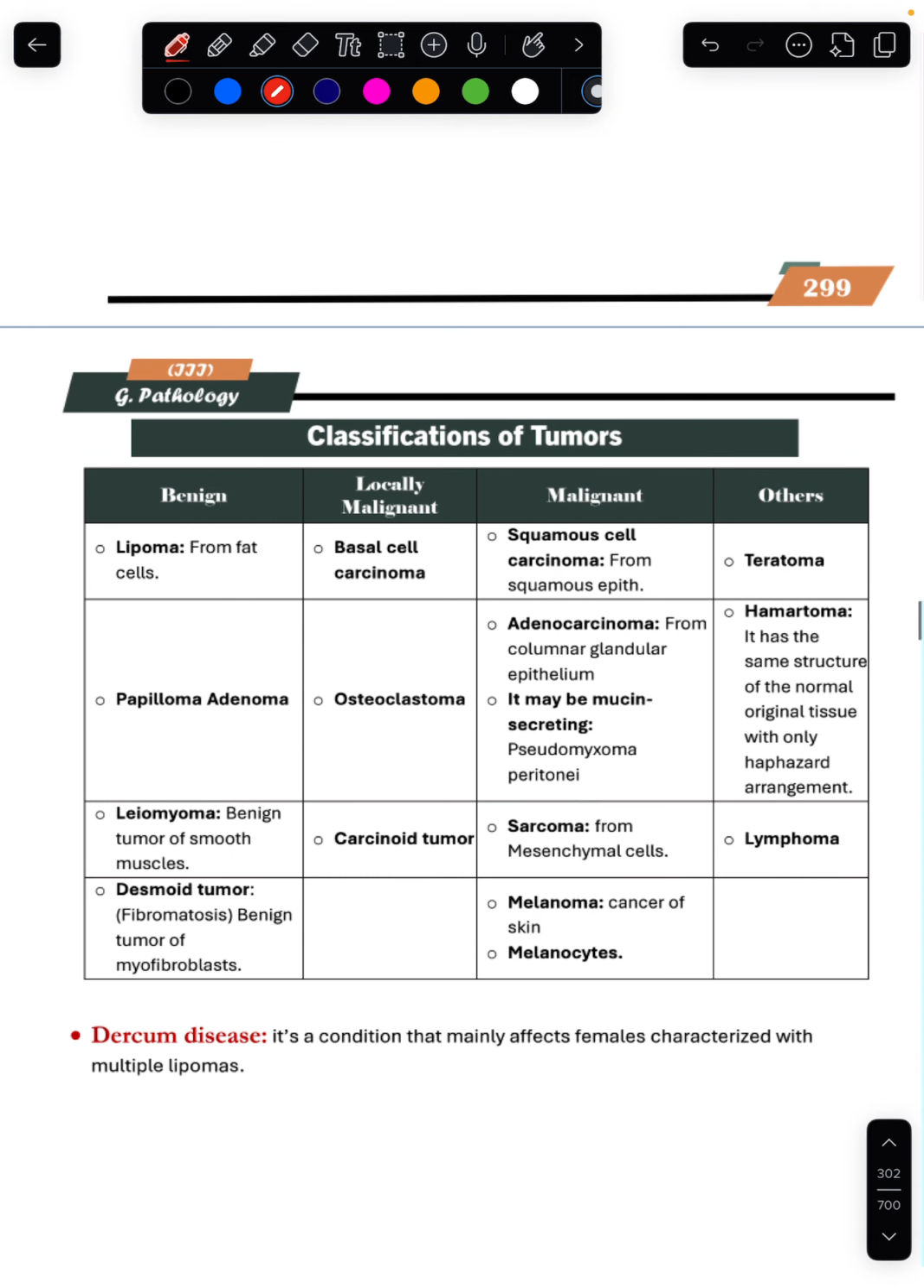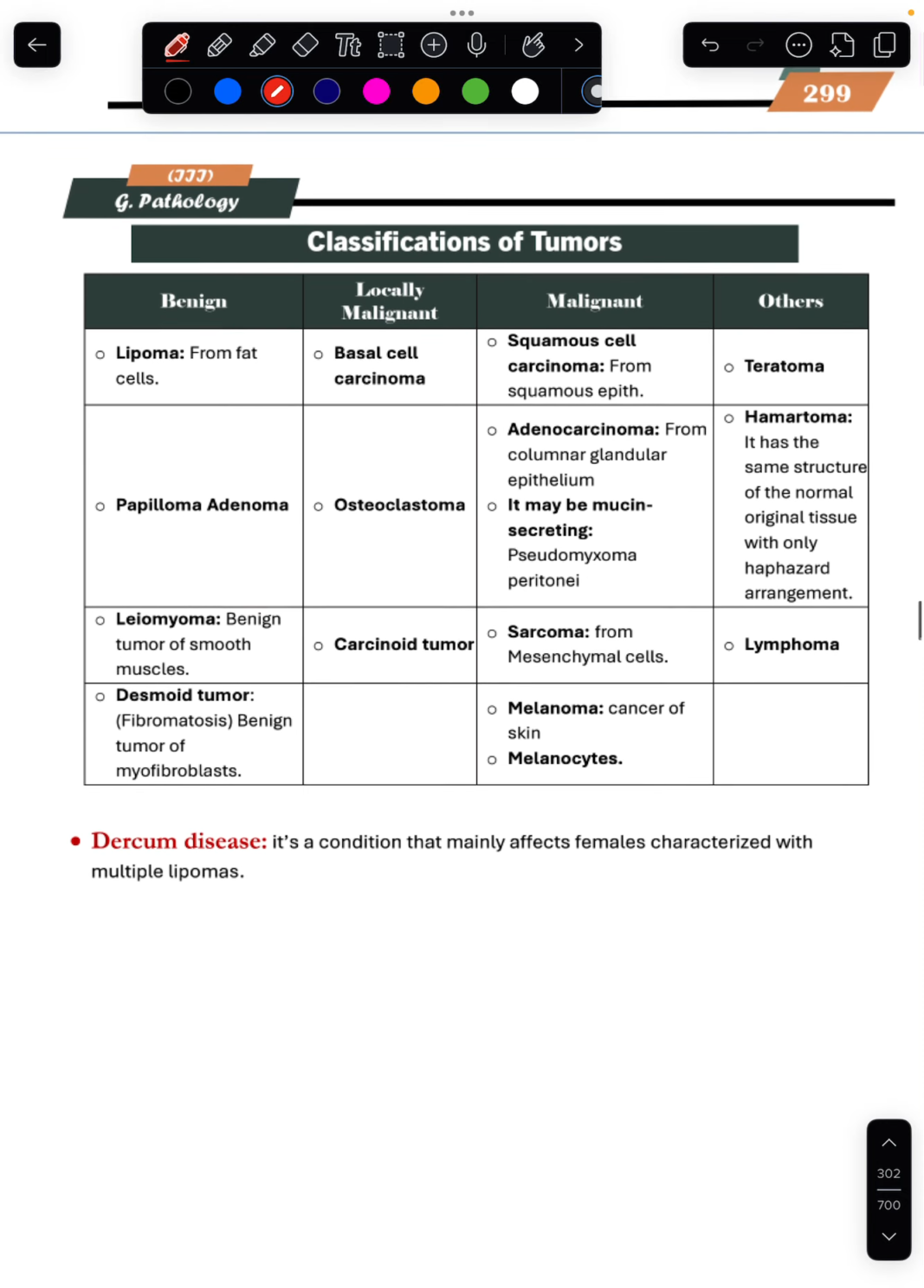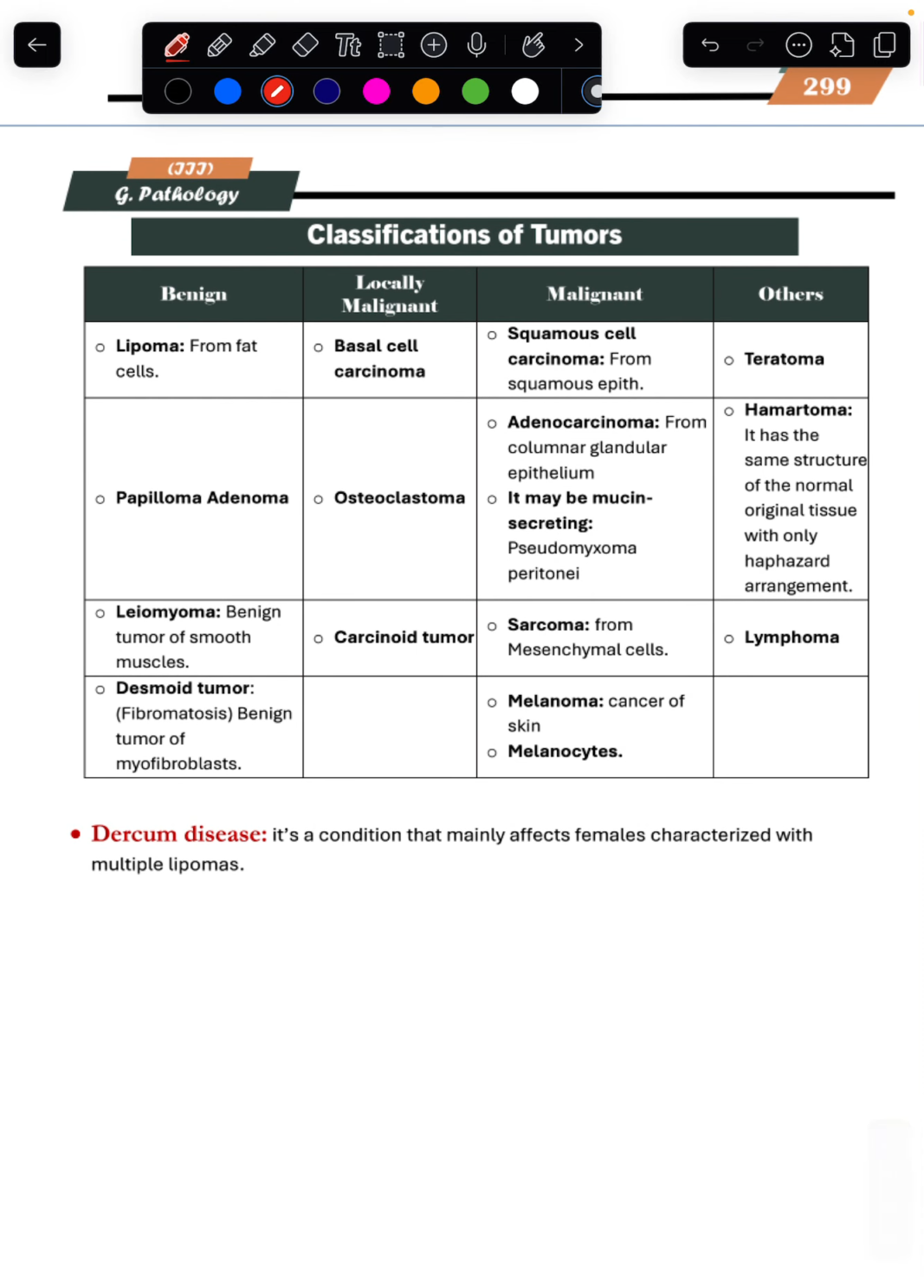Classification of tumors: benign: lipoma, papilloma, leiomyoma. Locally malignant: desmoid tumor, basal cell carcinoma, osteoclastoma, carcinoid tumors. Malignant: squamous cell carcinoma, adenocarcinoma from the columnar epithelium. It may be seen sarcoma from mesenchyme and melanocytes, others: teratoma, hepatoma, lymphoma.